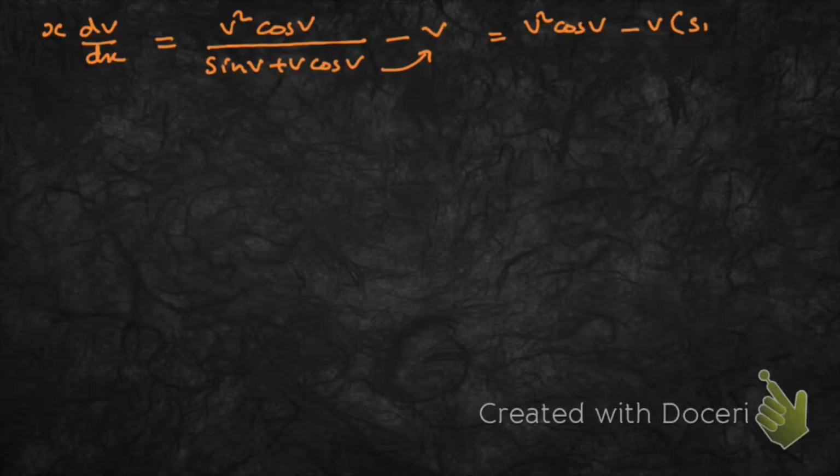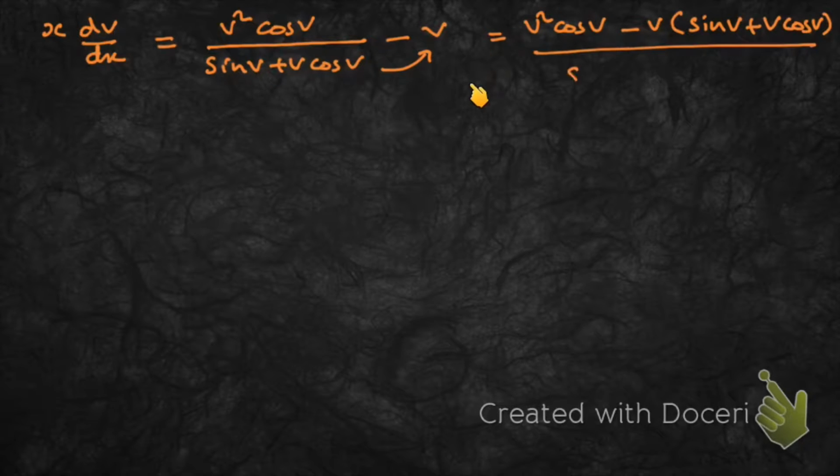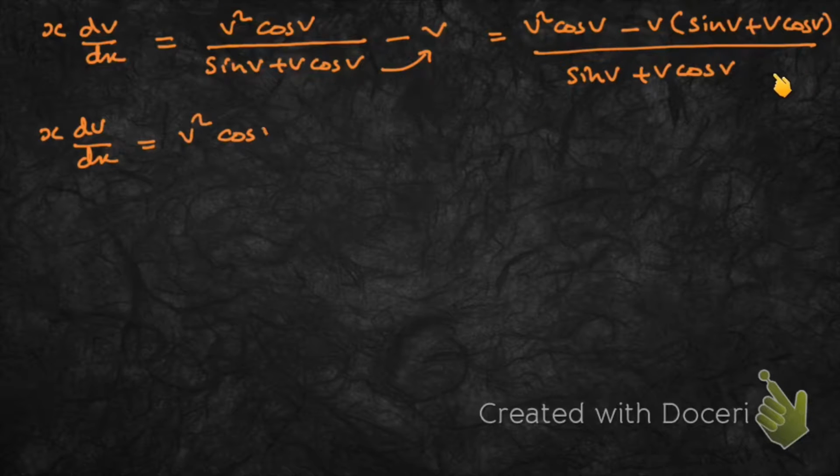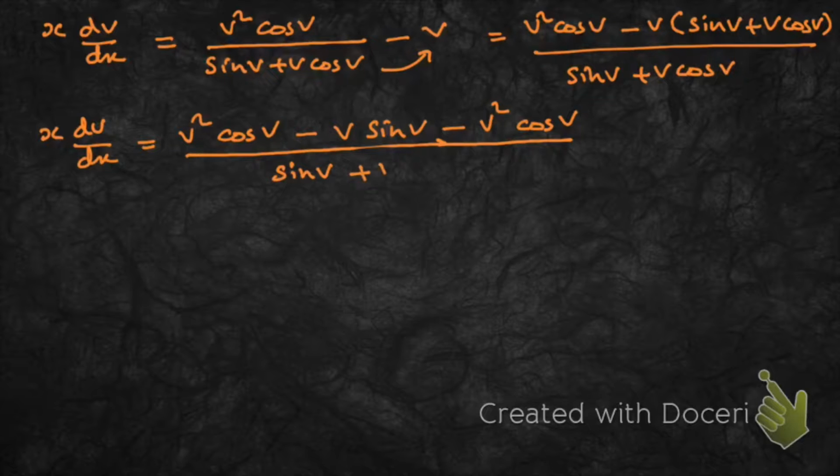And I shift this plus v to the other side, becomes minus v. Took LCM, cross multiplying. So this is what I get. I open the bracket with minus sign, and then I get this. Then I notice that v square cos v and minus v square cos v would get cancelled. So in the numerator I would have only minus v sine v. And the next step would be to cross multiply both ways.